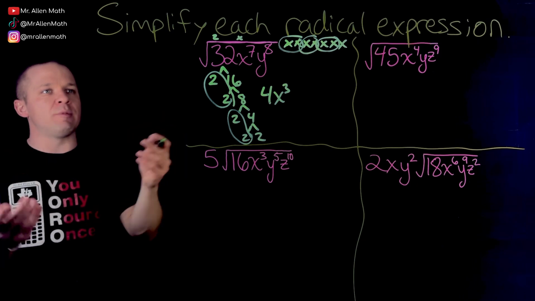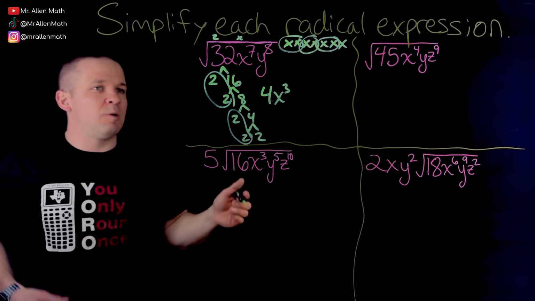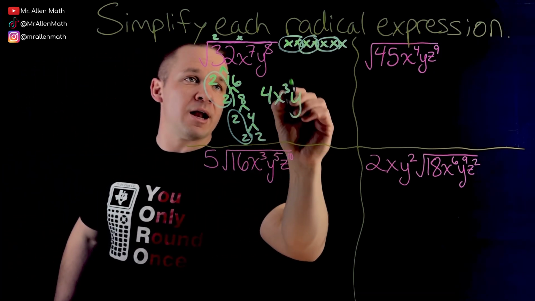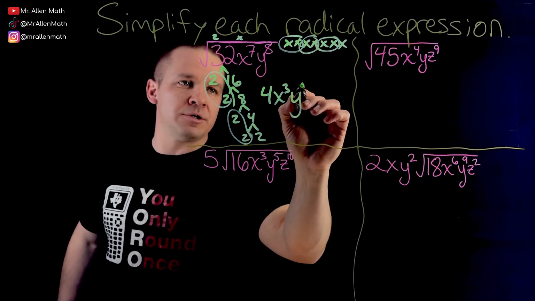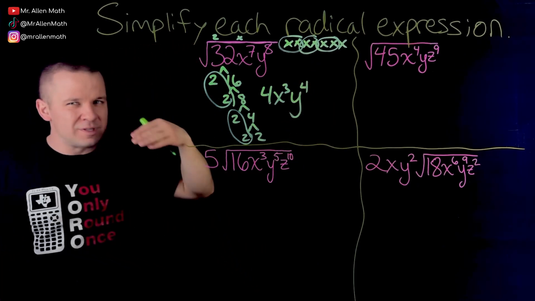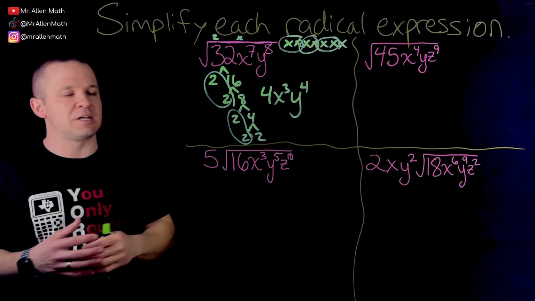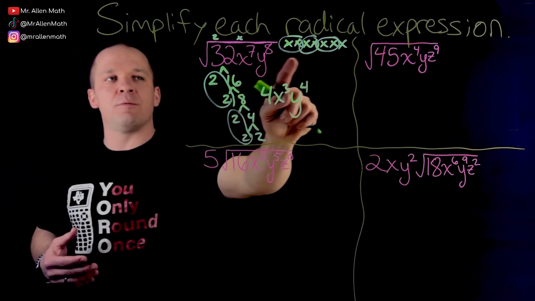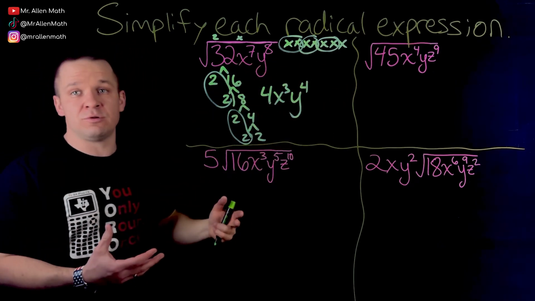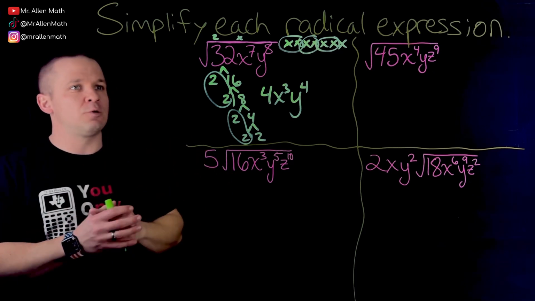And lastly, how many pairs of y's? Well, I got y to the 8th, so 4 pairs of y's. If you want to write it all out again, 8 of them and circle them, totally up to you. But I'm going to do some of that mental division as well to save myself a little time in writing. But it does help to write that out the first few times you do these problems to get a visual as to what's going on.